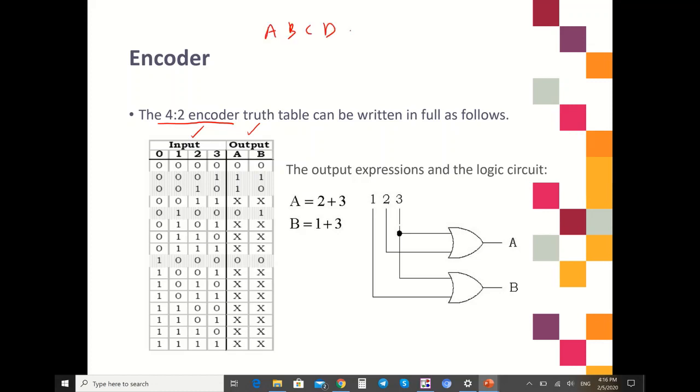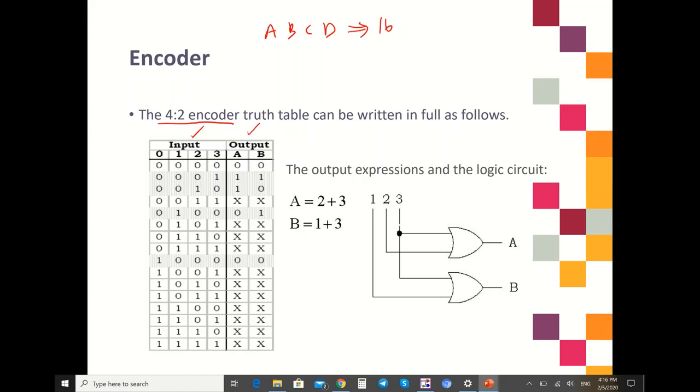Yeah, because 2 power of n. So 2 power of 4, so you have 16. So you need to have 16 combinations of 0 and 1. Yeah, so this one, 2 power of 4. Okay, you have 16 combinations.